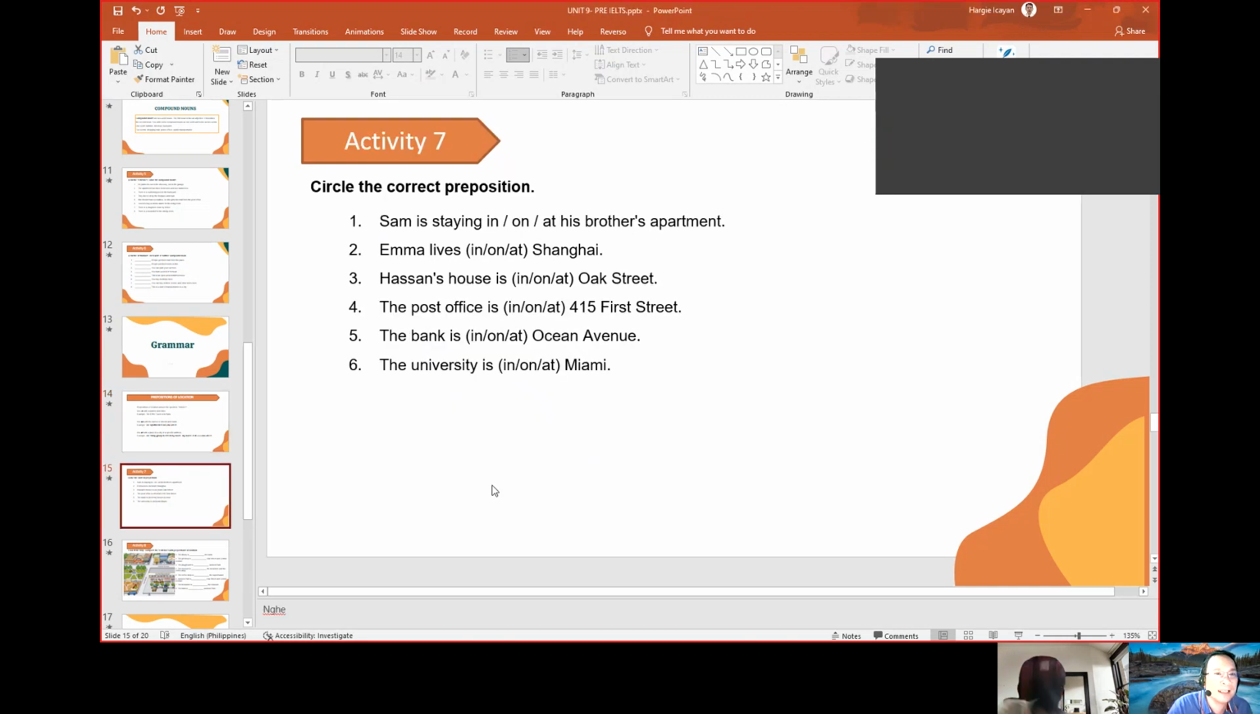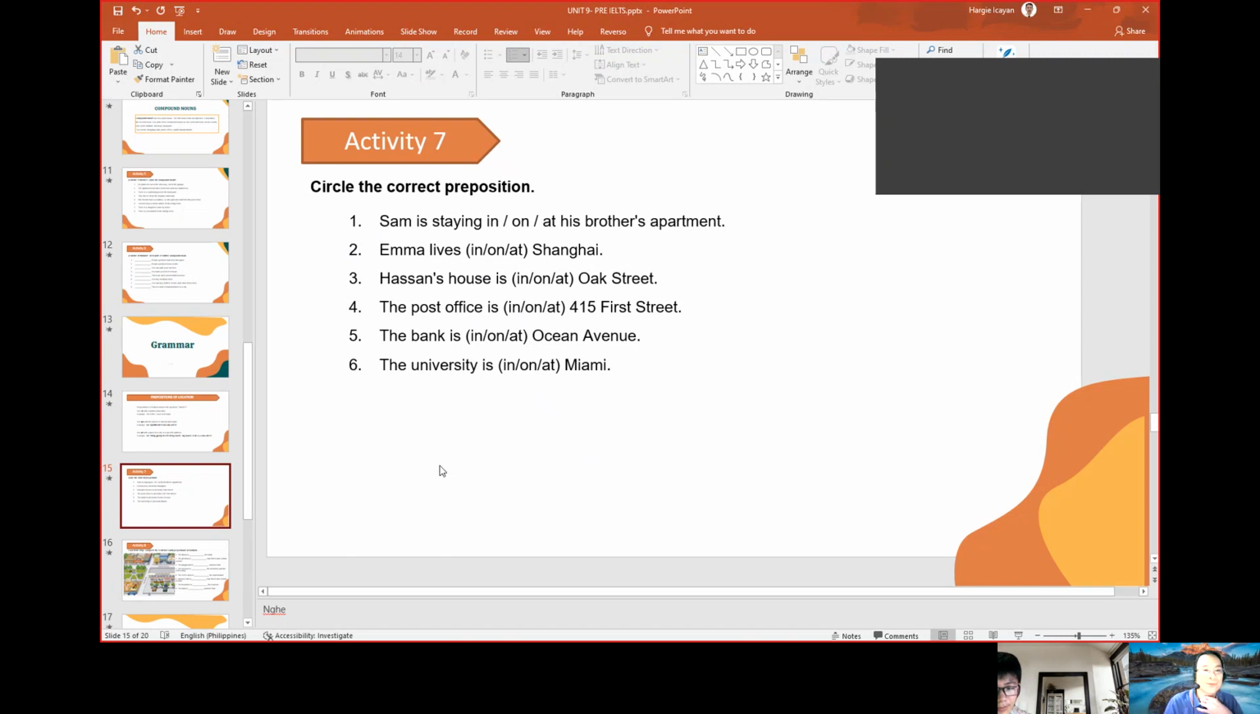Now let's move on. Let's try to do this kind of activity. Can you tell me the correct preposition of place or location that is used in this particular sentence? Can you read the sentence first and then use the correct preposition? One, Sam is staying at his brother's apartment. Why do we use "at"? Because it's a specific address or place. Correct. So the preposition is "at".